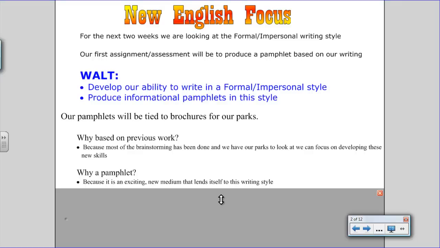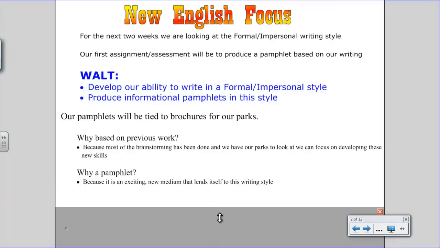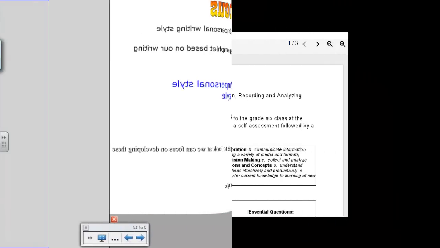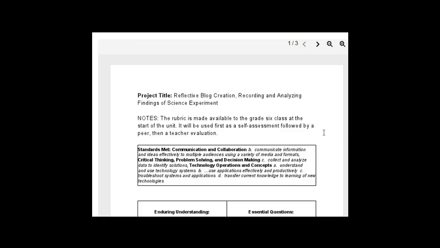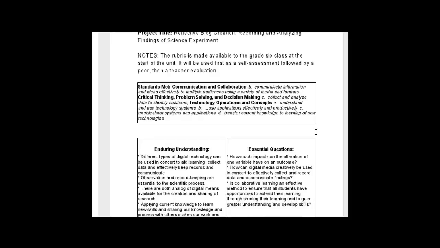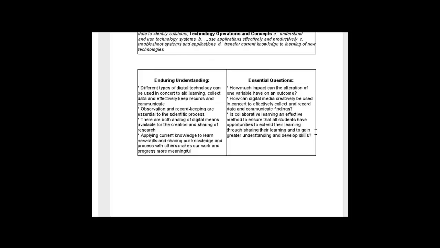I explained also that we'd base it on previous work because the brainstorming had been done, so now we're able to focus on development of new skills. Their friends then, in turn, assessed the record based on a rubric that I had produced and explained before the work had begun.